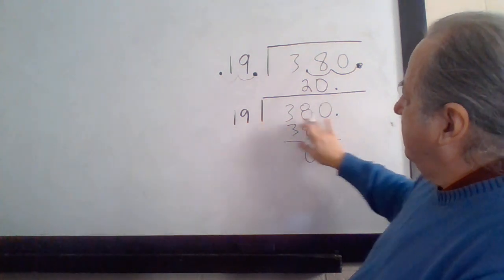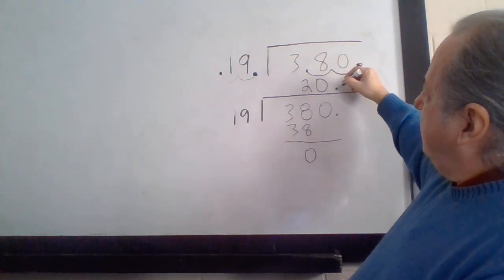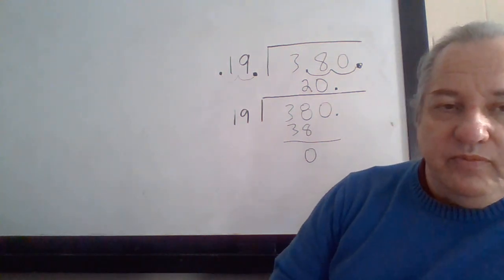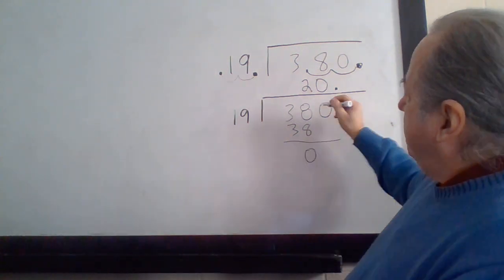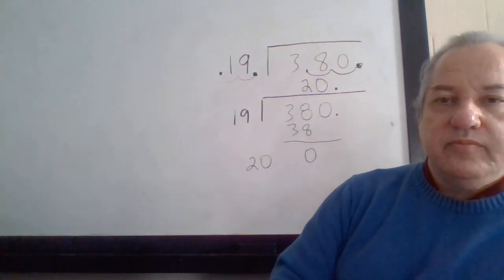So 19 goes into 380 20 times. And when you give your answer, on the test, you could include the decimal if that is comfortable for you. But technically, in the math book, it would just show the answer as 20.